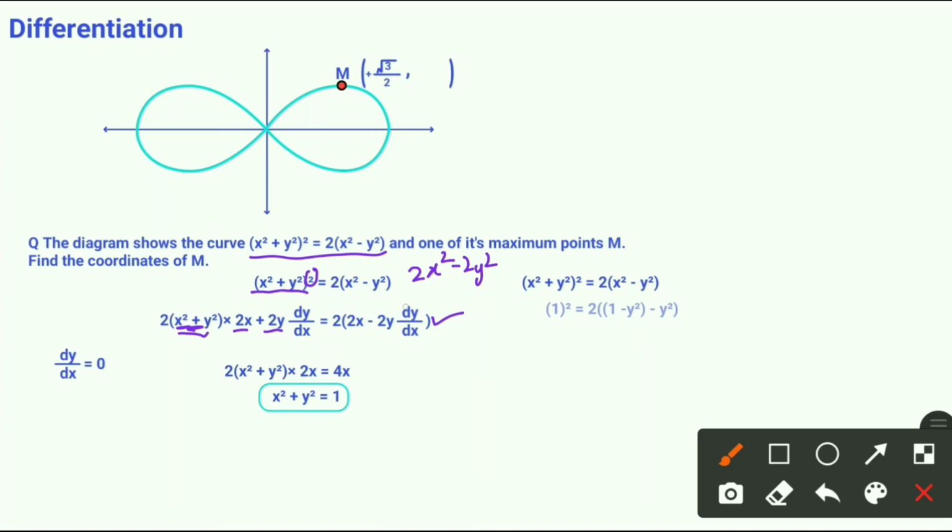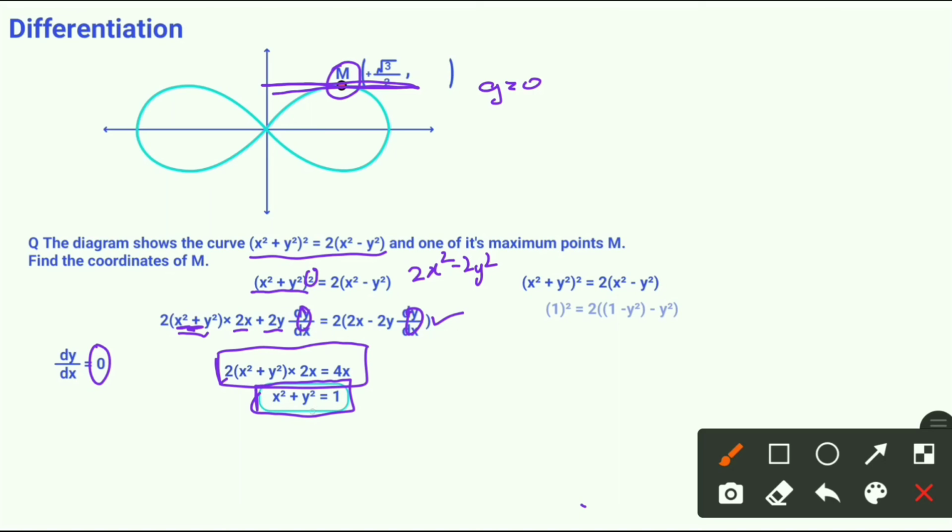Okay, then you just try to simplify stuff. Of course, we need to find the coordinates of M, and in here you can see that the gradient is 0. If you make a tangent, the gradient is 0. That's why we put dy upon dx equal to 0. If you do that, then you get this, so this is 0, so yeah, we got this one. Then we try to simplify that and we get this equation.